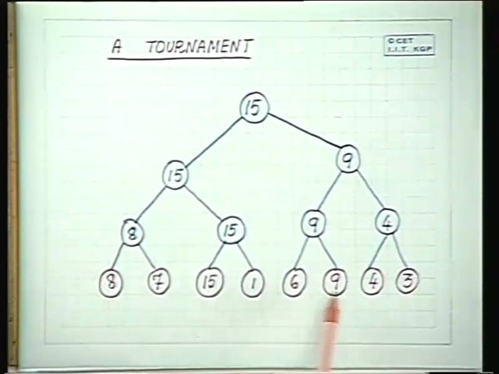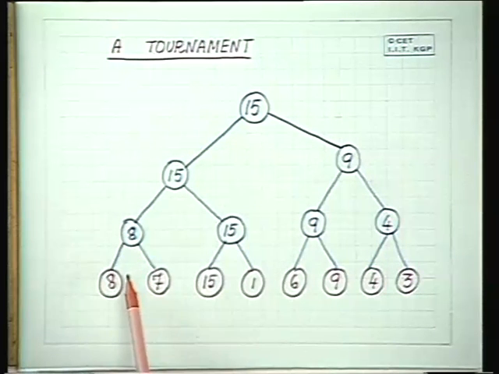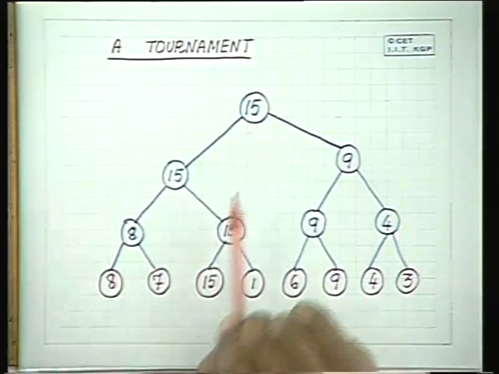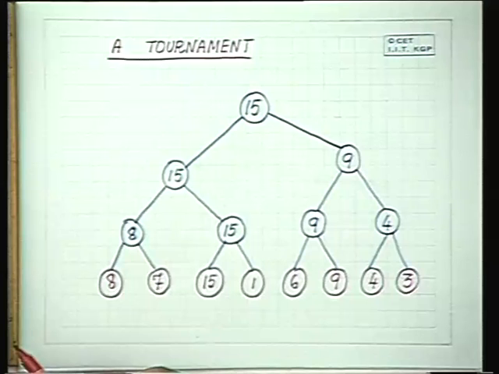So let us take a tournament of 1, 2, 3, 4, 5, 6, 7, 8 numbers, and this is the tournament to find the maximum. Now, while finding the minimum, we compared only the losers. Now, is there any key observation to find the second largest?